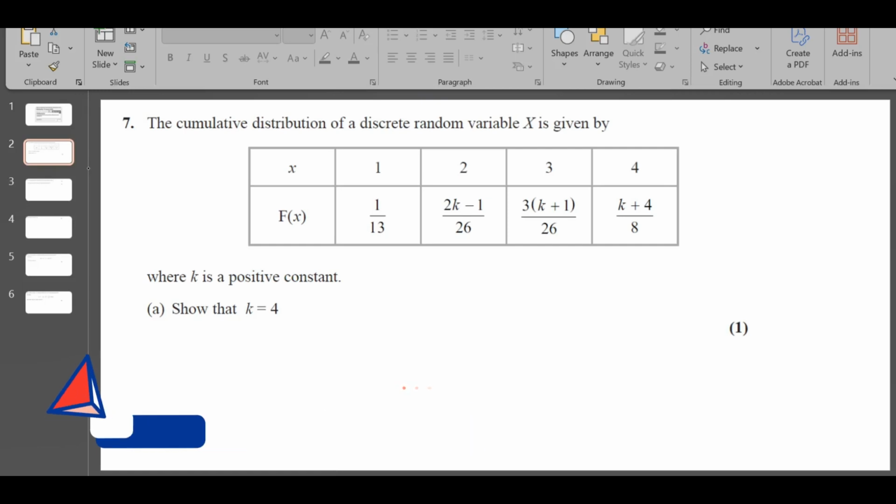The cumulative distribution of a discrete random variable is given by this. The capital F of x is the cumulative distribution. Remember that. Where k is a positive constant, show that k is 4.